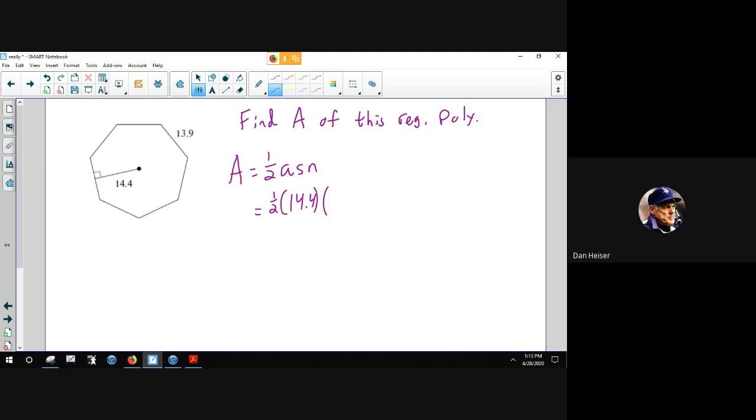We need S. Well, here's S, length of a side. And then we need N, the number of sides. So if I start here, 1, 2, 3, 4, 5, 6, 7. We will have our area as soon as we compute this. And it looks like 700.56 square units. Whatever our unit is, it'll be that unit squared.